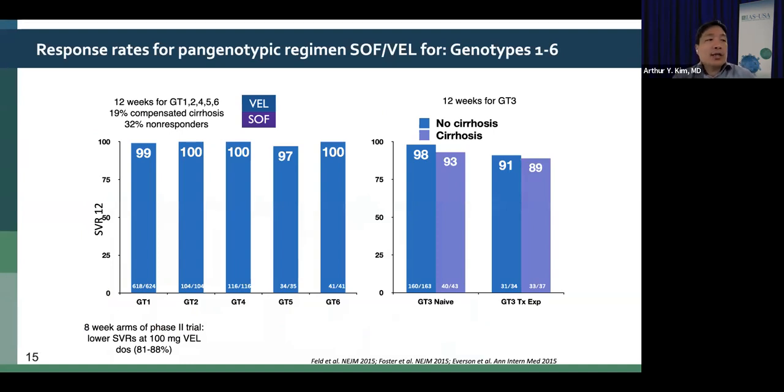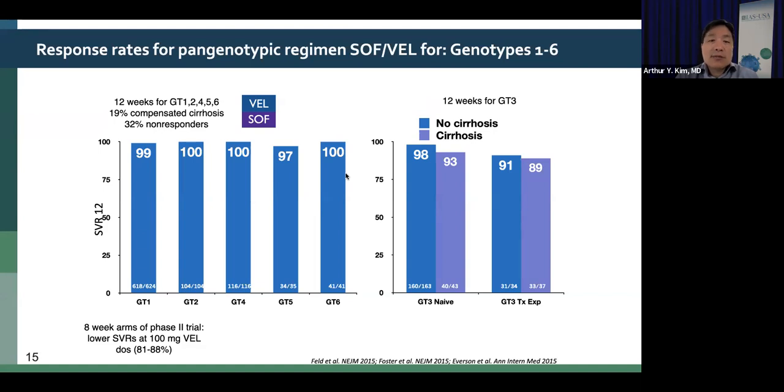So the response rates for one of these regimens, sofosbuvir plus velpatasvir: shown in purple is the sofosbuvir, and velpatasvir is the NS5A inhibitor. Together, these achieved 97 to 100% response in genotypes 1, 2, 4, 5, and 6. Even persons living with cirrhosis, and some people who had previously not responded to interferon-based therapies, did excellently. For genotype 3 with cirrhosis, there is a slight decrease in efficacy, but nonetheless this still qualifies very much as a pan-genotypic regimen.